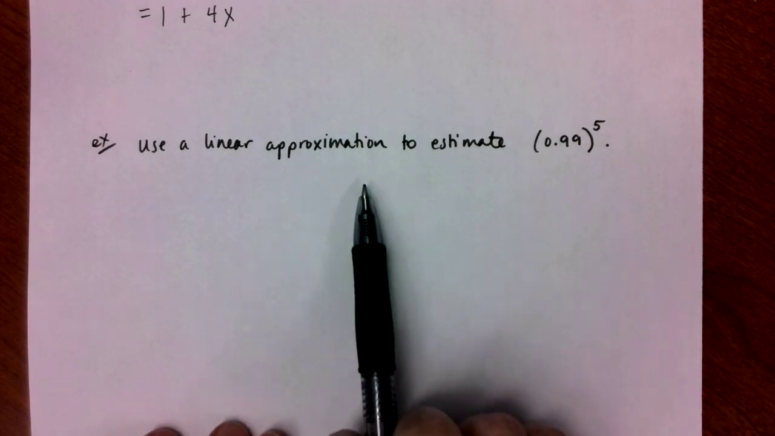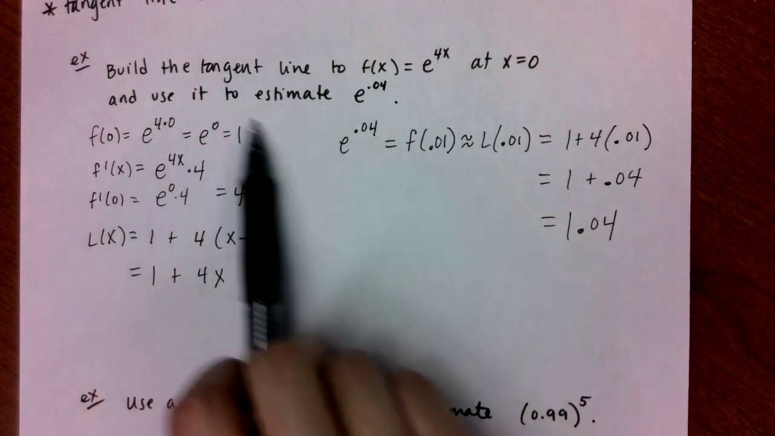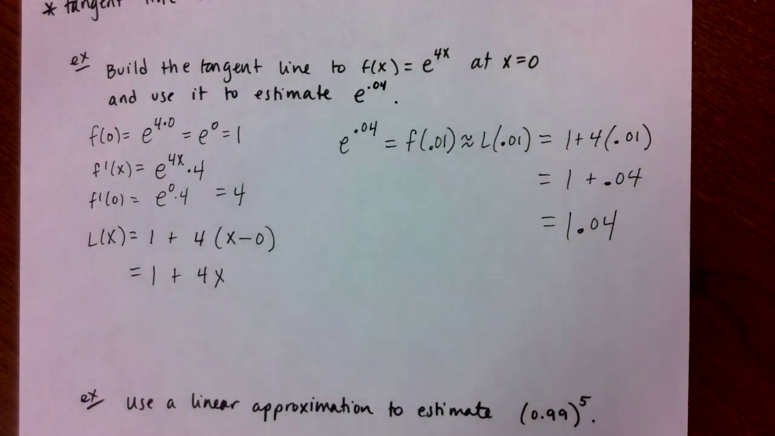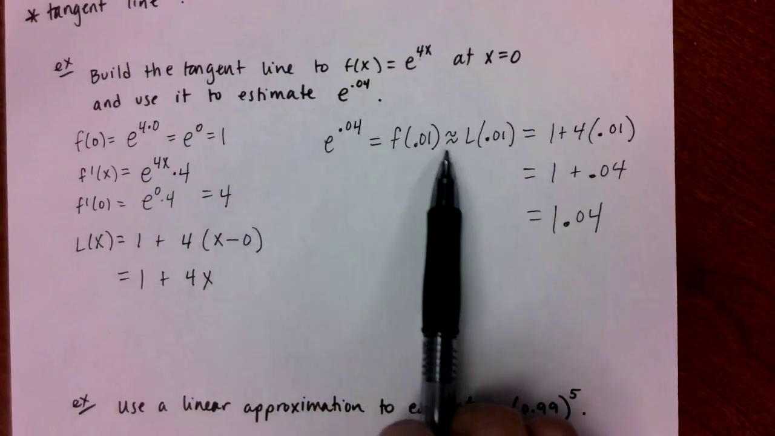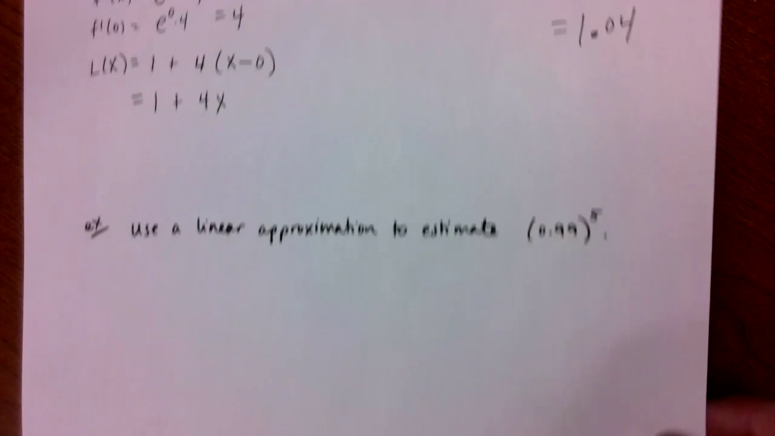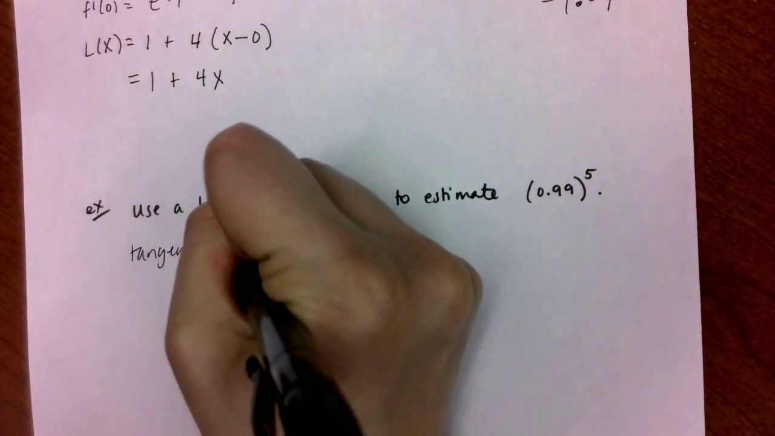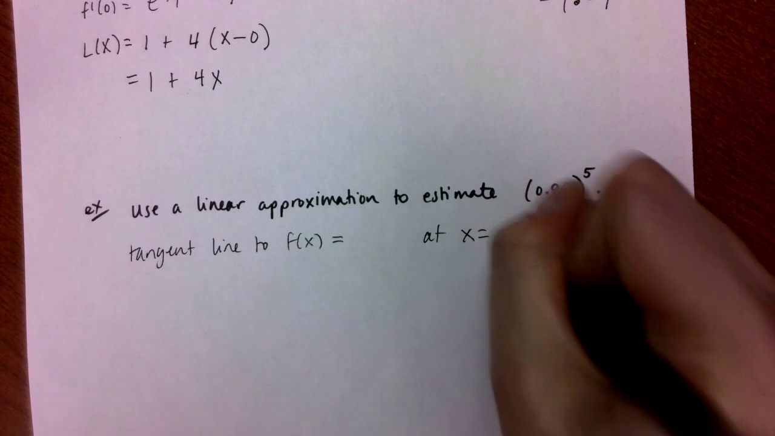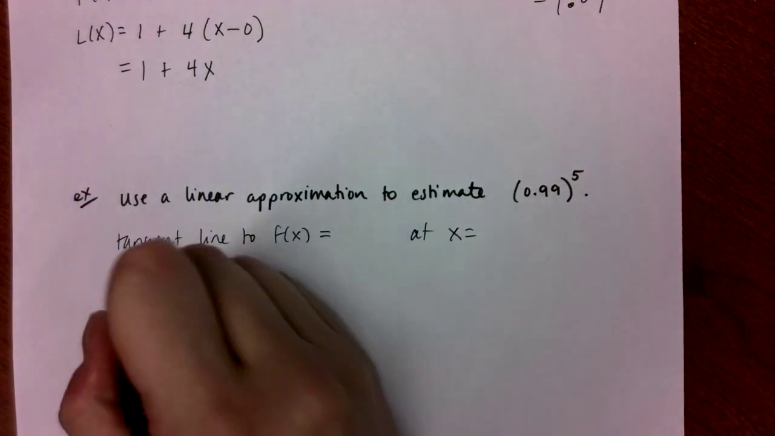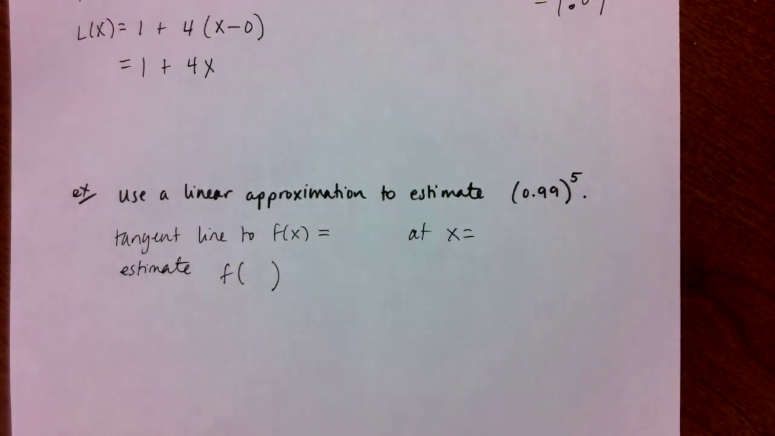Right, so the key here, before we jump into computations, is to see how it is the same setup as this previous problem. So we want to build a tangent line to some function at a nice number, and then use it to estimate the function with a less nice number in it. So we want to build a tangent line to f of x equals something at some particular a value, and then estimate f of a tougher number.